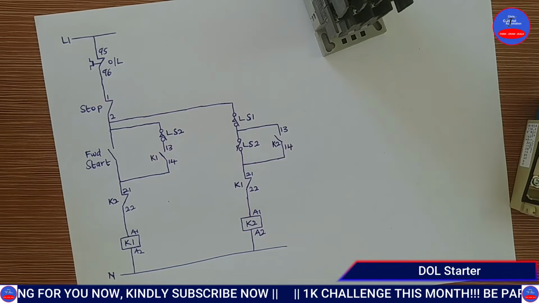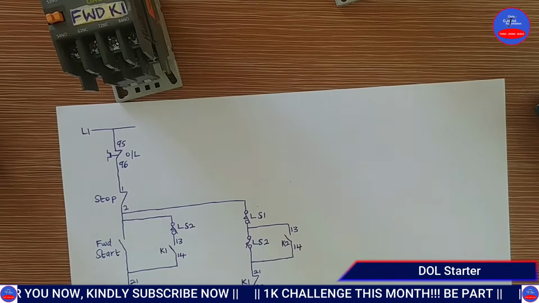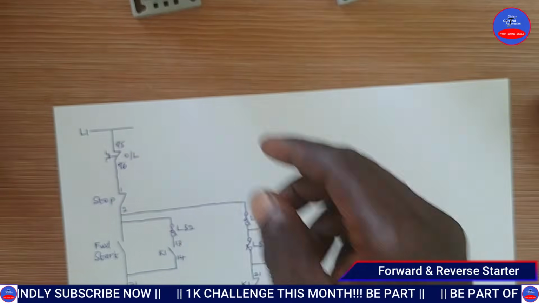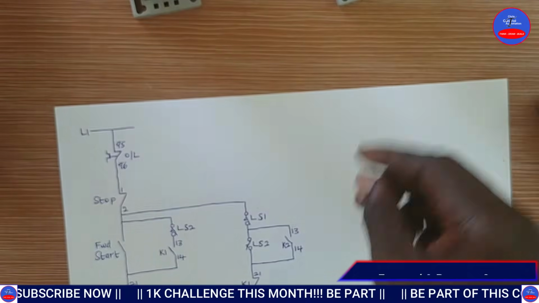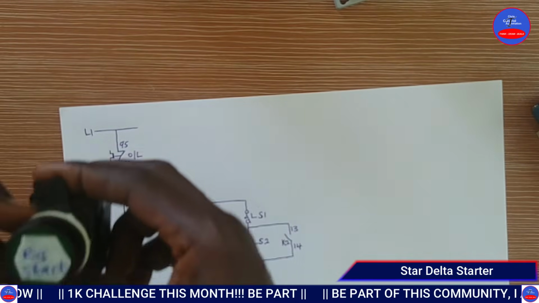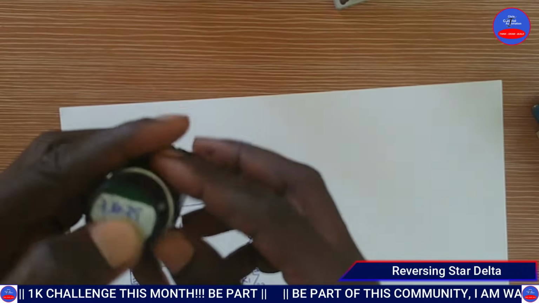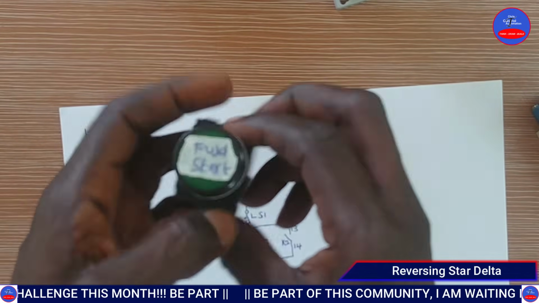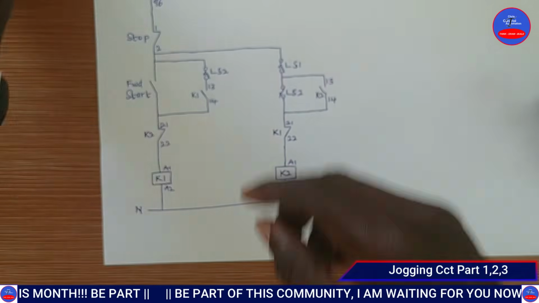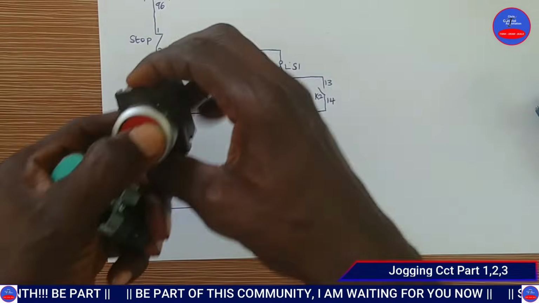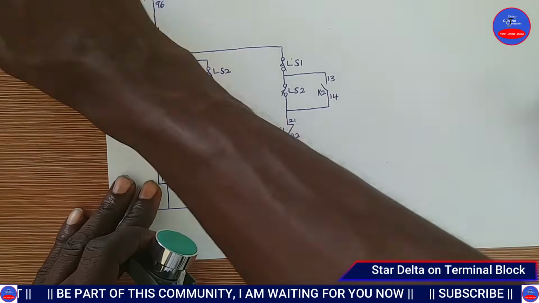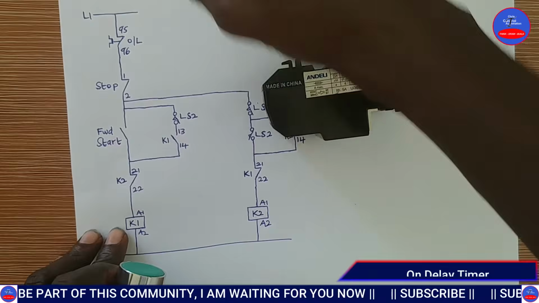So we are going to use only one start push button, right? So let's use this one. Then this will be our stop push button. This will be our overload. It's our overload, our stop push button.